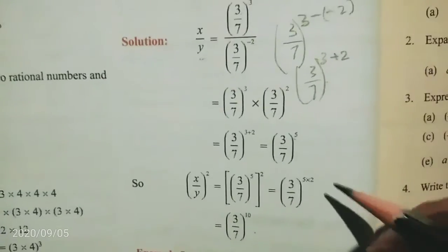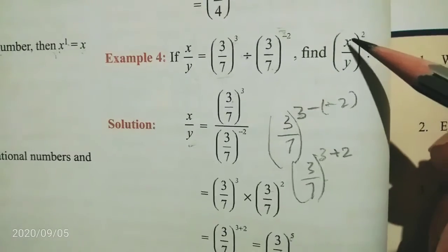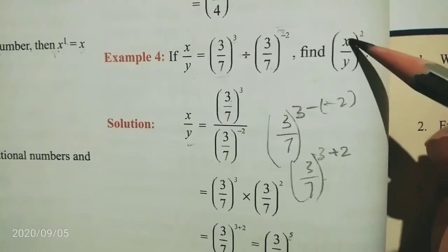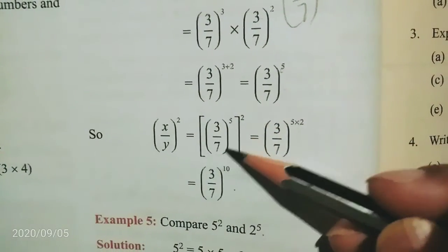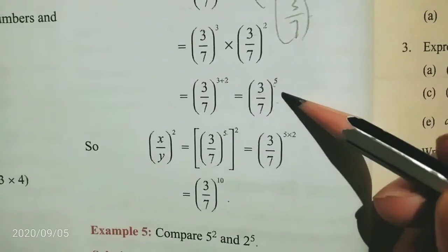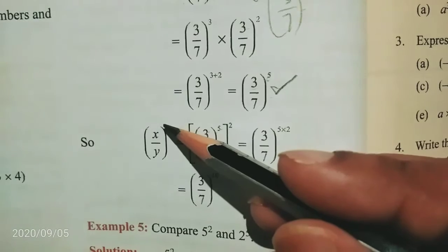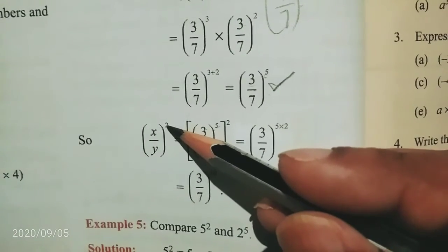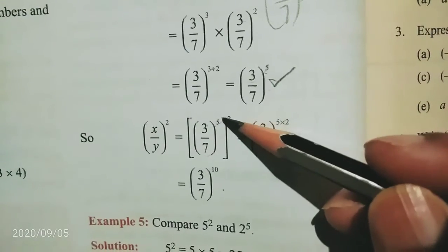But what we need is (x by y) to the power 2, this value we need. So we'll put the value of x by y here. Let's see how it is given. The value of x by y will be written here, (3/7) to the power 5. And outside, what is there? 2 is there. The power is 2. That means one more power is there, so you have to write in this form.